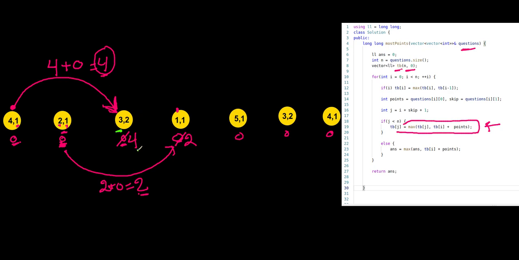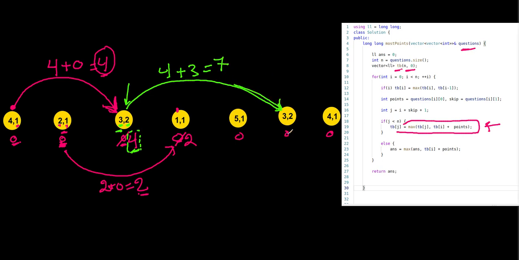Now up to this point we gained 4 points. Now if we want to answer this question, we gain 3 points and skip 2 questions. So we can go to this question. We have 4 gained until this index, plus if we answer this question, we have 3, and this equals 7. That means we can reach this question and gaining 7 points. 7 is greater than 0, so this is 7.